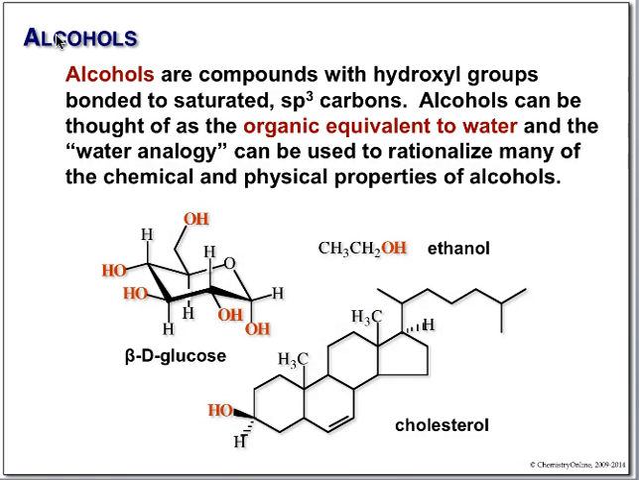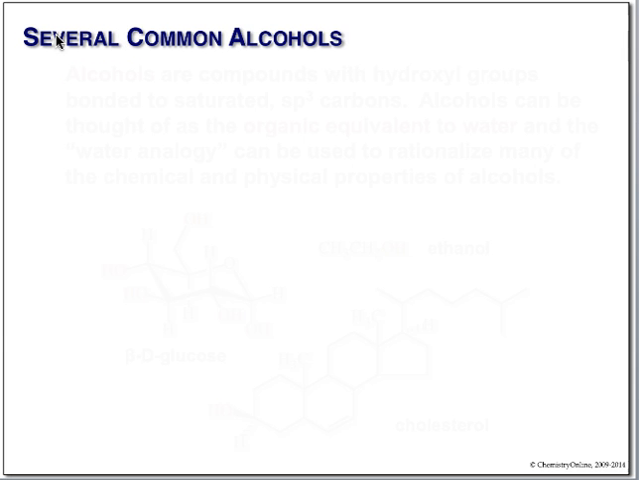This is glucose. You'll note that glucose has lots of OH groups. This is beta-D-glucose. D is an old stereochemical term relating to the stereochemistry at carbon number 1. This is beta. Beta refers to the stereochemistry at the anomeric carbon, which is this guy. Beta-D-glucose is a naturally occurring glucose. Ethanol, the alcohol of consumption, and this is cholesterol, OH group down here on the steroid nucleus. Common alcohols.